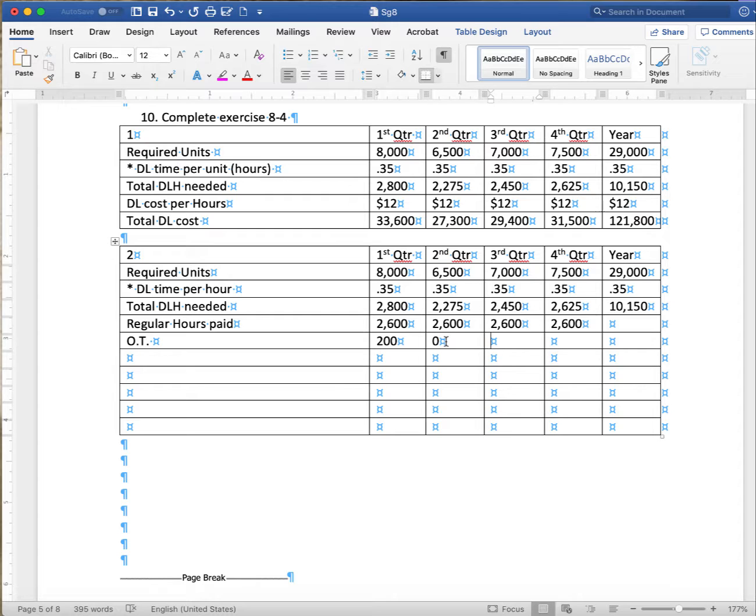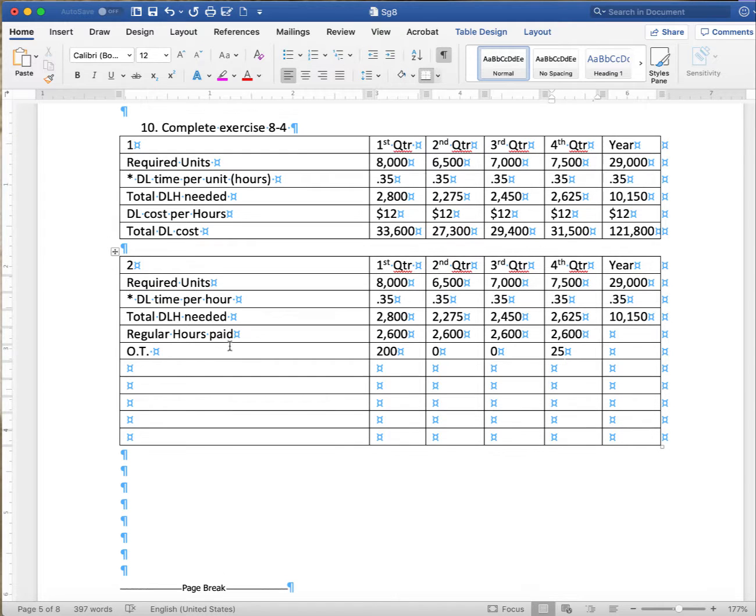Third quarter, no overtime in the third quarter. We need a total of 2,450. Doesn't matter. They're going to get paid for 2,600, so there's no overtime. In the fourth quarter, we do have some overtime. We need 2,625 hours. Well, they're going to work 2,600 hours. Anything over that, we have to pay overtime. So that's 25 hours.